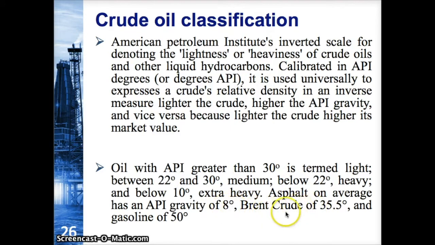I've also got here crude oil. Brent is the leading benchmarking crude oil on the planet currently, and if anytime you're seeing a crude oil price posting, it's usually referring to Brent crude, and that is a nice light crude of 35.5.